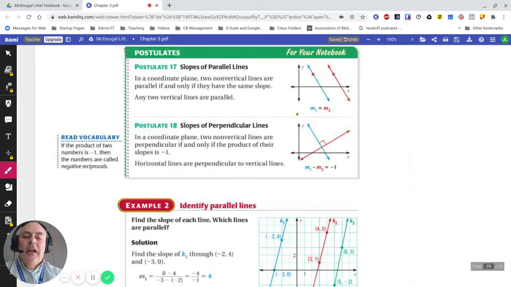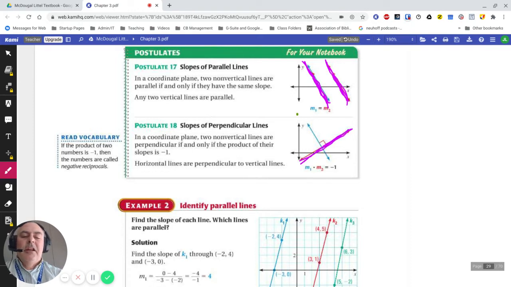If I have 2 lines and they're parallel, which means they're not going to intersect, they're going to have the same slope. Kind of makes sense. Whatever downhill amount this one has is the same as the downhill amount that one has. So parallel lines, the slopes are equal.